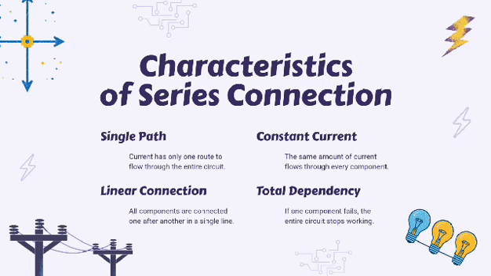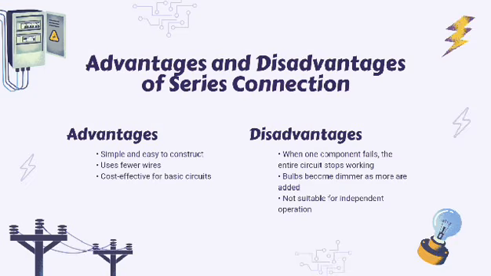Series circuits have several important characteristics. First, they only have one path for current flow. Second, the current remains constant throughout the circuit. Third, the components are connected in a straight line. Lastly, if one component fails, the whole circuit stops functioning.